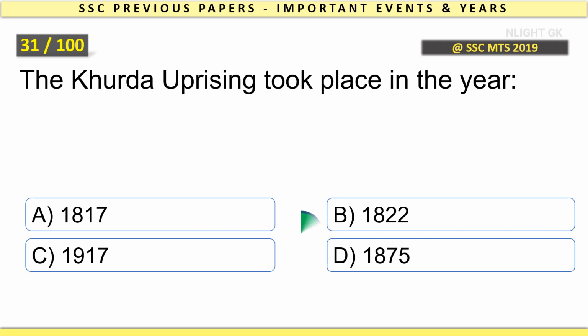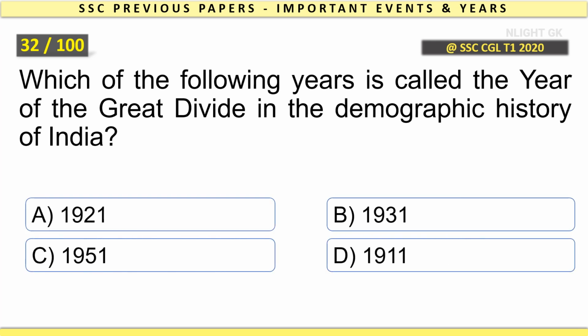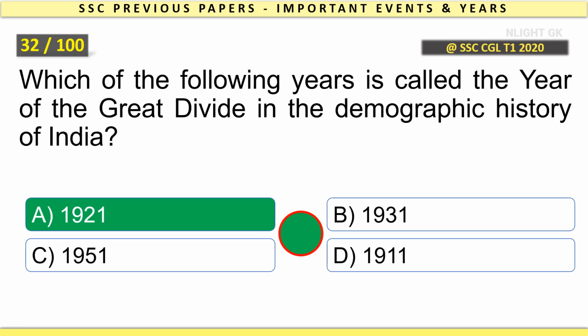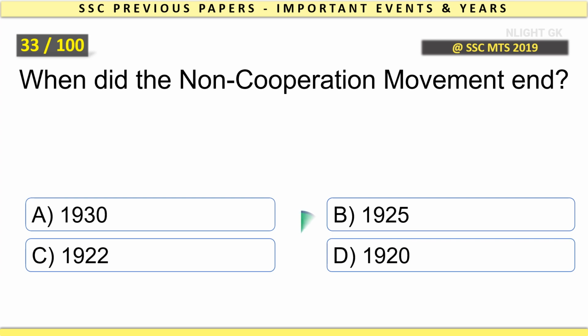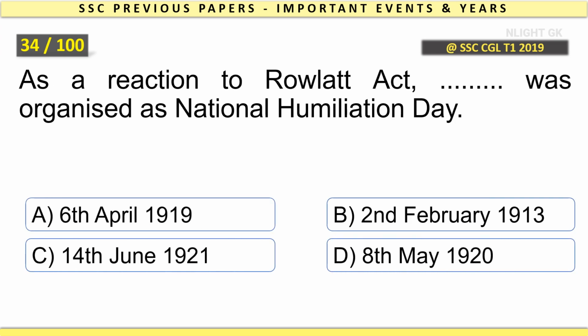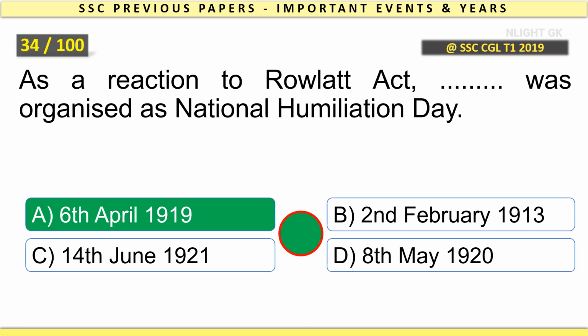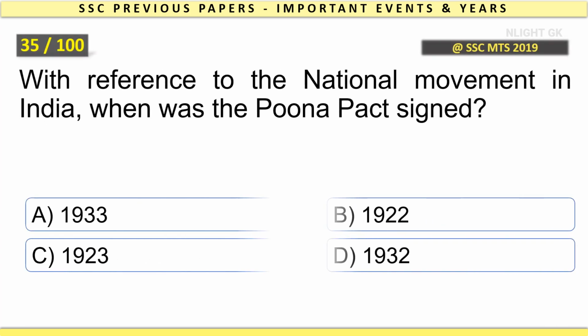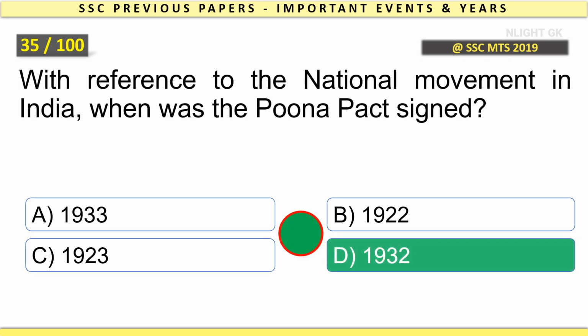The Khurda Uprising took place in the year 1817. Which of the following years is called the year of the Great Divide in the demographic history of India? In 1921. When did the non-cooperation movement end? In 1922. As a reaction to Rowlatt Act, which day was organized as National Humiliation Day? 6th April 1919. With reference to the national movement in India, when was the Poona Pact signed? In 1932.